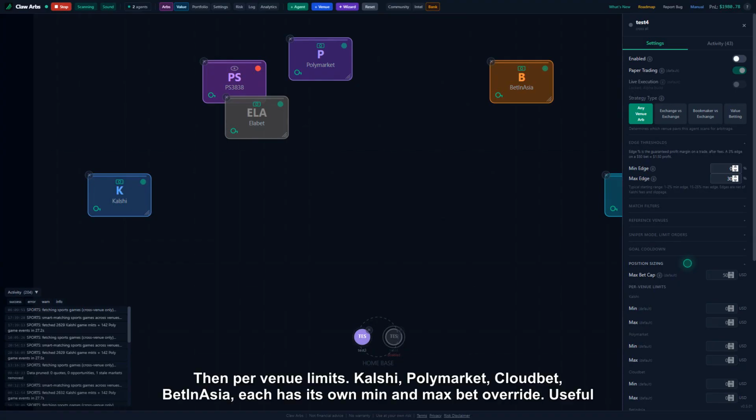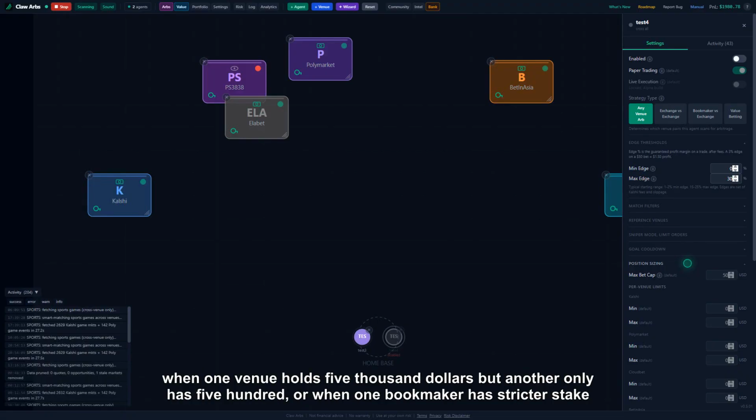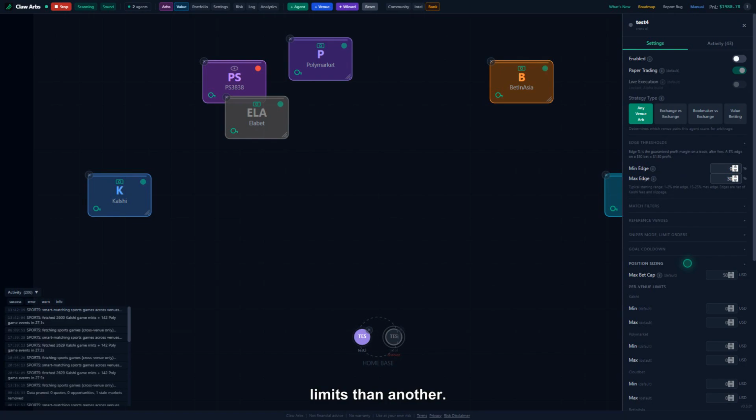Then per venue limits. Kalshi, Polymarket, Cloudbit, Bet in Asia, each has its own min and max bet override. Useful when one venue holds $5,000 but another only has $500, or when one bookmaker has stricter stake limits than another.